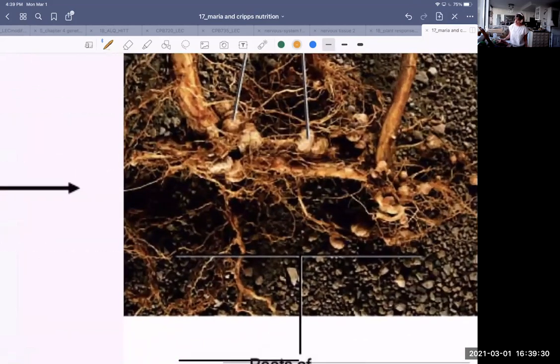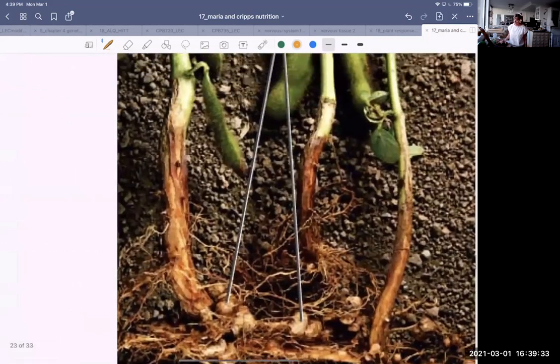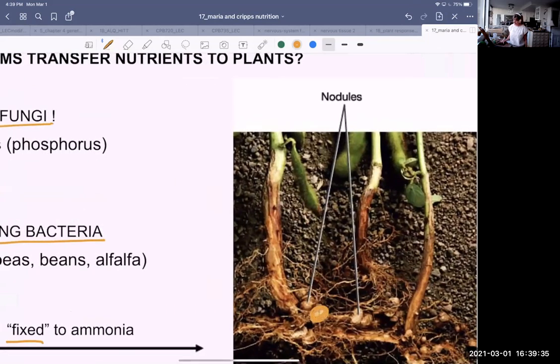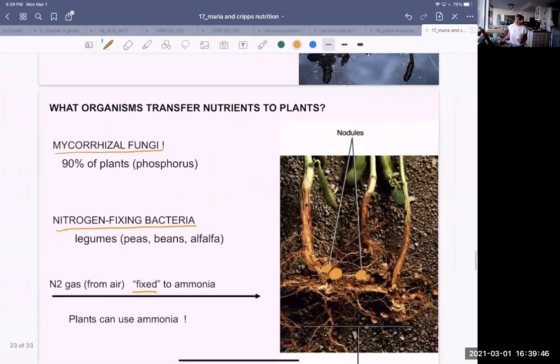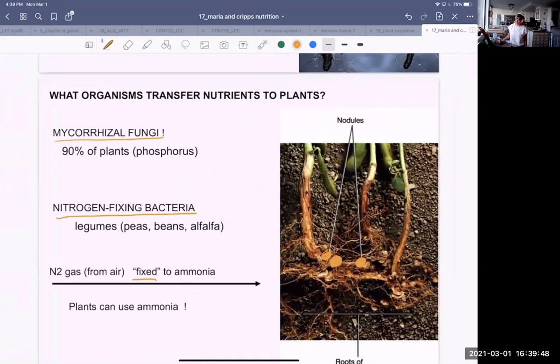So these are the roots of a soybean plant. These are root nodules here and here. And those house the bacteria, the nitrogen-fixing bacteria. They're protected by the root nodules from the surrounding environment.